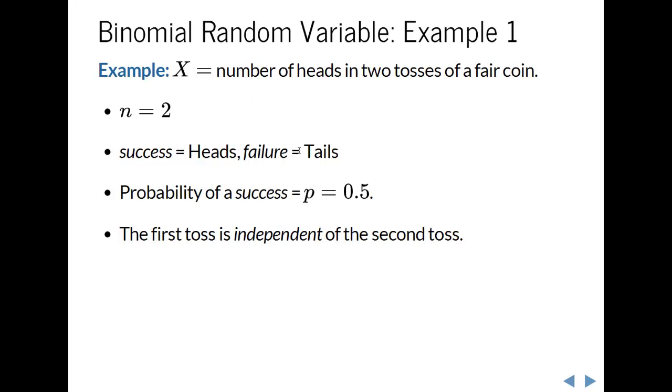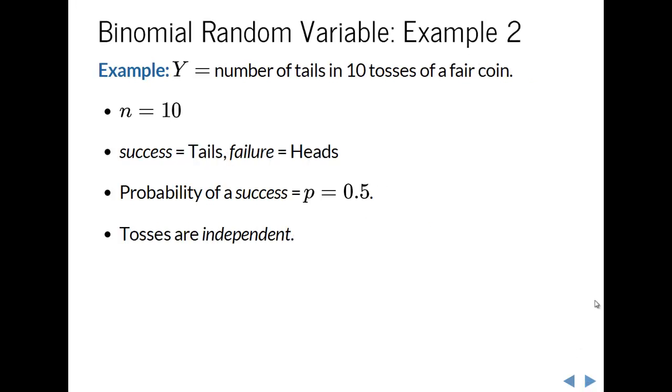The probability of a success is 0.5, and this is the same on each flip. The tries, or the flips, are independent. In other words, the outcome of the second flip does not depend in any way on what happened on the first flip. So this is a binomial random variable with n equals 2 and p equals 0.5.